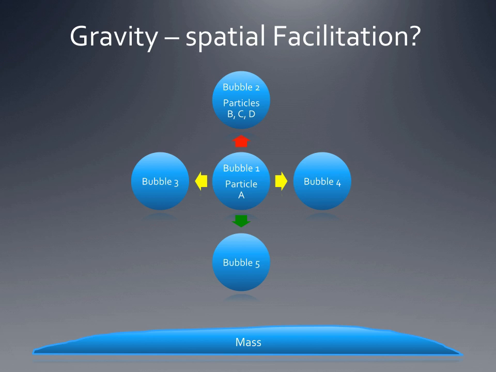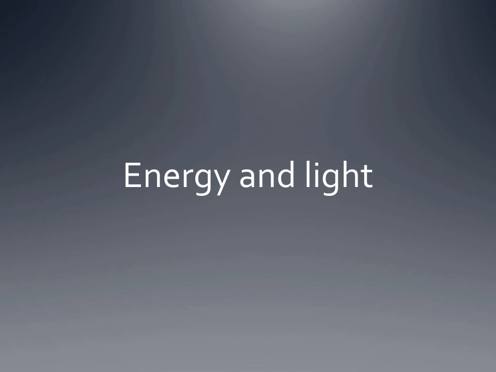Now, if this interference pattern in the double slit experiment was due to spatial facilitation, would spatial facilitation influence gravity? Would the movement of particle A be different from the movements of particles B, C, and D following the same way at some delay? Before we come back to that question, let's first have a look at energy and light.